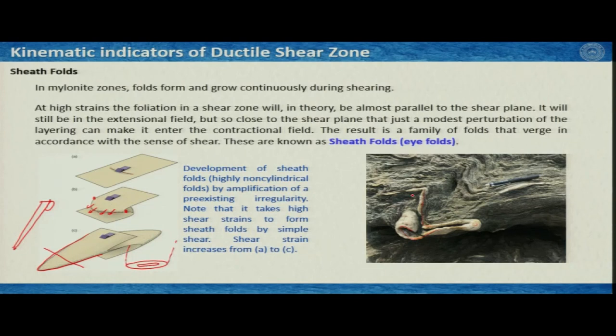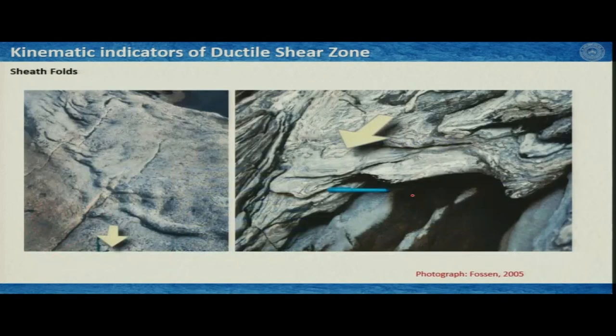as you see here. Now, people have seen them in the field. So, this is the initiation of the sheath fold, as you can see here. They move like a wave, and with further deformation, you can generate sheath folds like this. So, if you go to a mylonitic zone and keep your eyes open, you know the theory, what a sheath fold is, you know what it looks like. It's obvious that you must find a sheath fold in the shear zone.